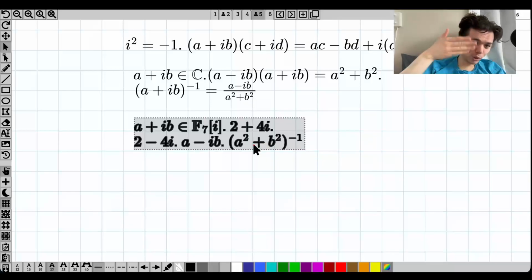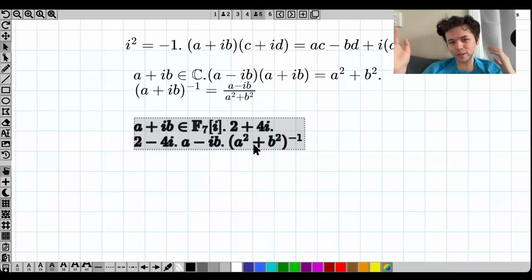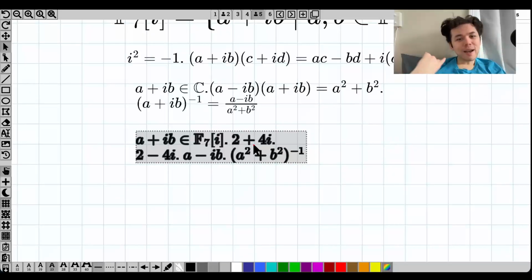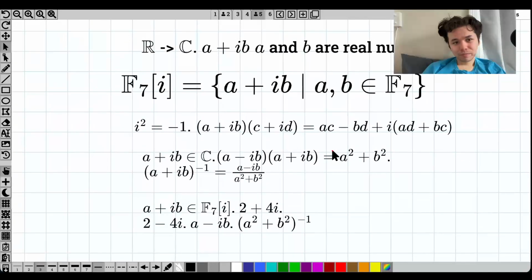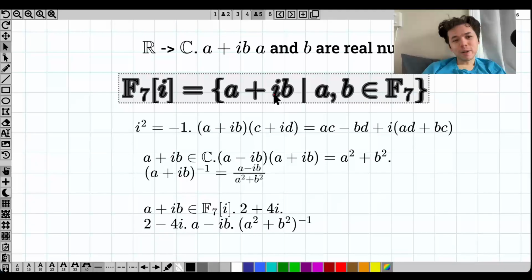You can check 0, 1, 2, 3, 4, 5, 6, and 0, 1, 2, 3, 4, 5, 6, and you can take their squares and add them, and you can notice that they're never divisible by 7. And so that's how you do inverses mod 7.